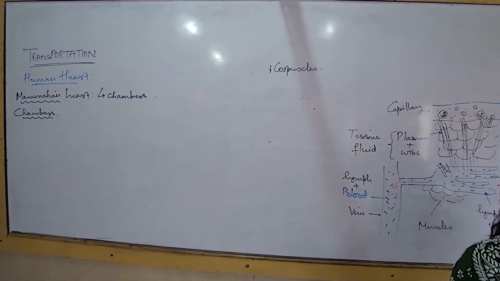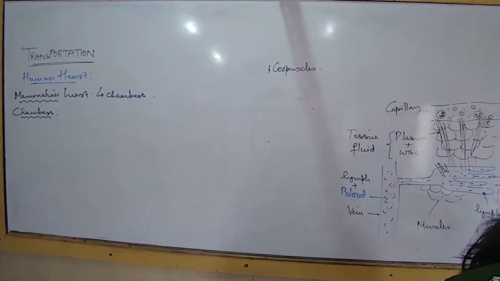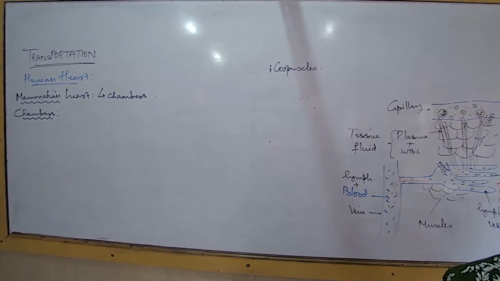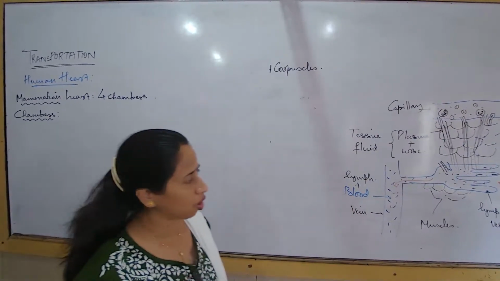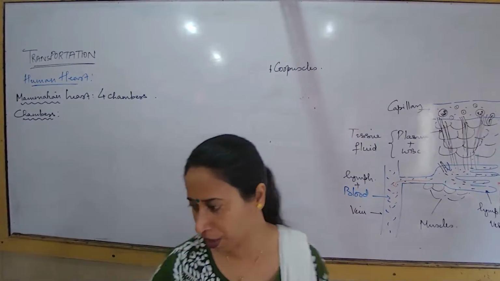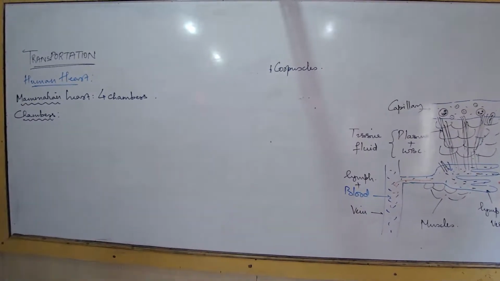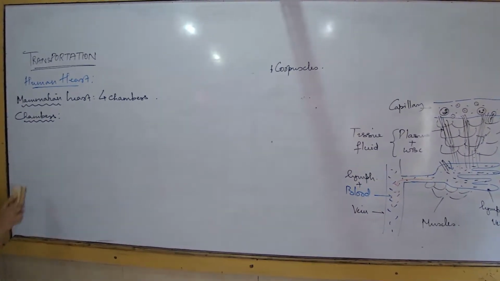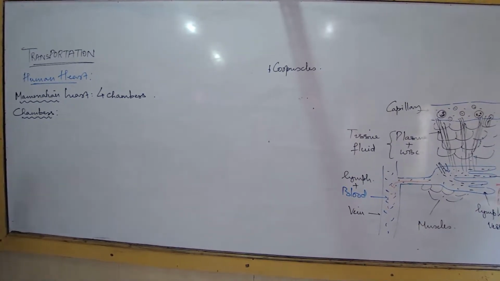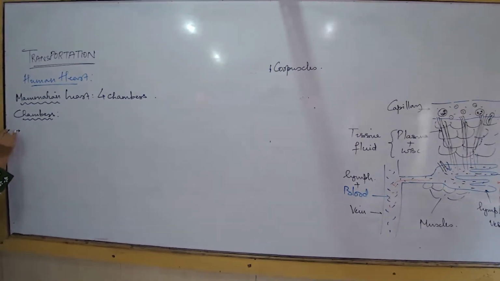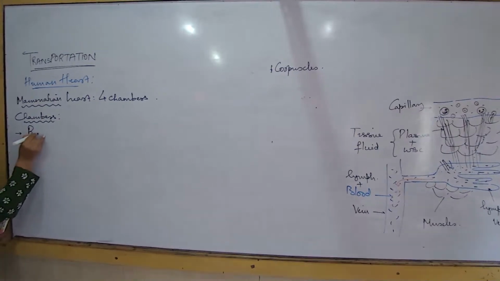Now, this blood which is filling in the right ventricle, after a particular period of time, the right ventricle cannot accumulate any more blood and it will also start contracting. So now, before we go to the left side, we were talking about the chambers of the heart and the functions of each of these chambers.